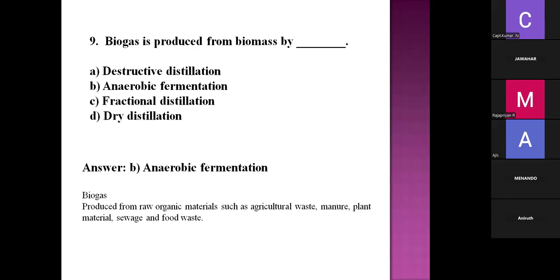Correct answer is B, anaerobic fermentation. Biogas is produced from raw organic materials such as agriculture waste, manure, plant material, sewage, and food waste.